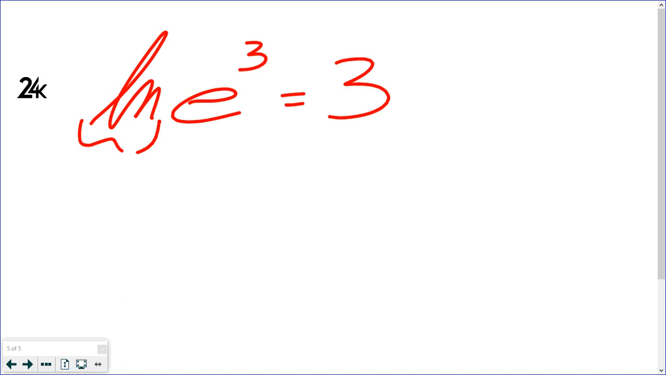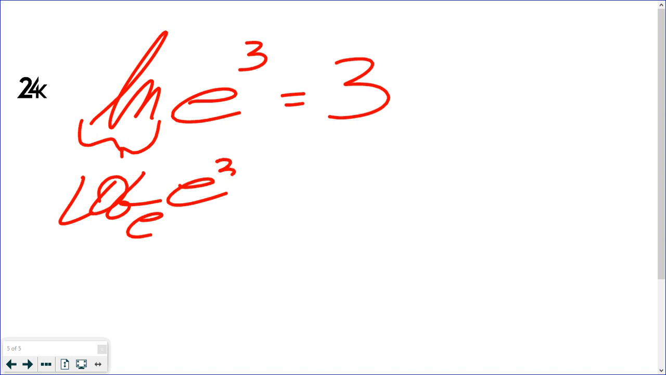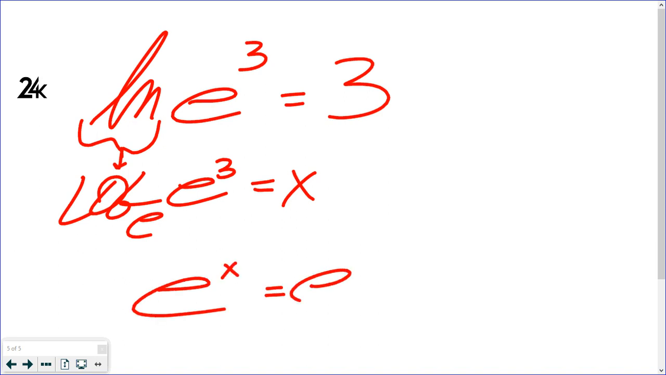Natural log really just means log base e. So log base e of e to the third equals what? So that's what that means. Natural log just means log base e. So then this would be e to what power equals e to the third? Oh, well, that was easy. 3. Okay.